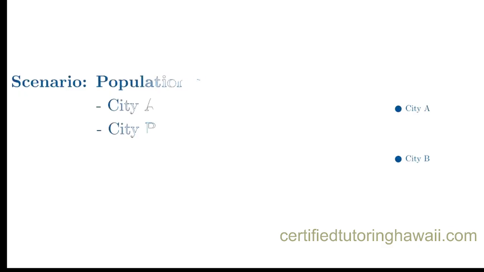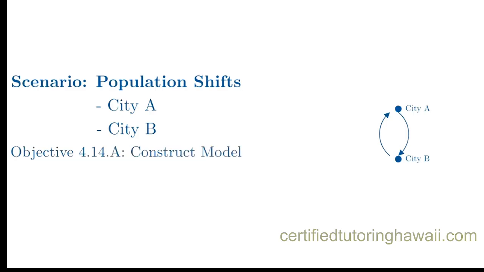Imagine a country with two main cities, City A and City B. We want to model how the population might shift between these two cities each year. Let's say a certain percentage of people stay in City A each year, and the rest move to City B. Similarly, a percentage of people in City B stay there, and the rest move to City A. This is a classic two-state system. The first step, Objective 4.14a, is to construct a model for this. We'll start with the transition rates.